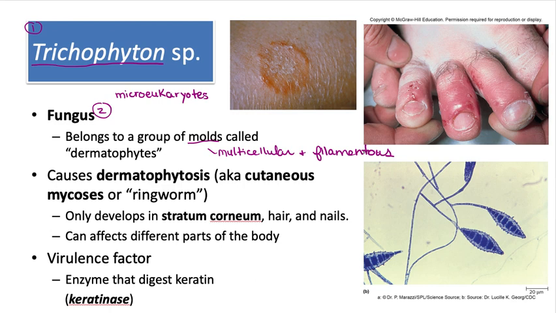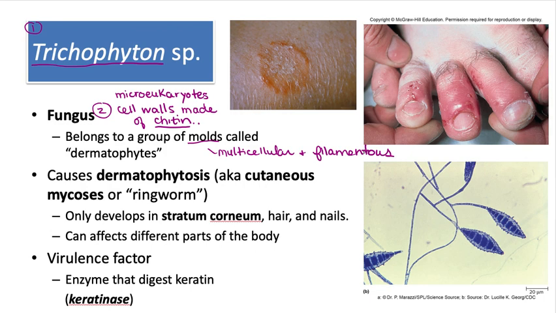All right. And another key fact about fungi is they, unlike protozoa, have cell walls, but they are not made of peptidoglycan. They are made of the polysaccharide chitin. All right. This fungus is a type of mold. It belongs to a group called the dermatophytes.